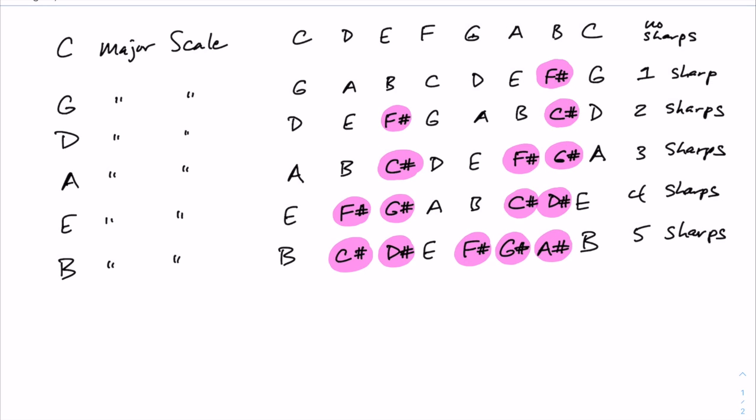Isn't this cool? Okay, I certainly like it. I like coming up with these and using patterns. 5th note of B. Now this is interesting.